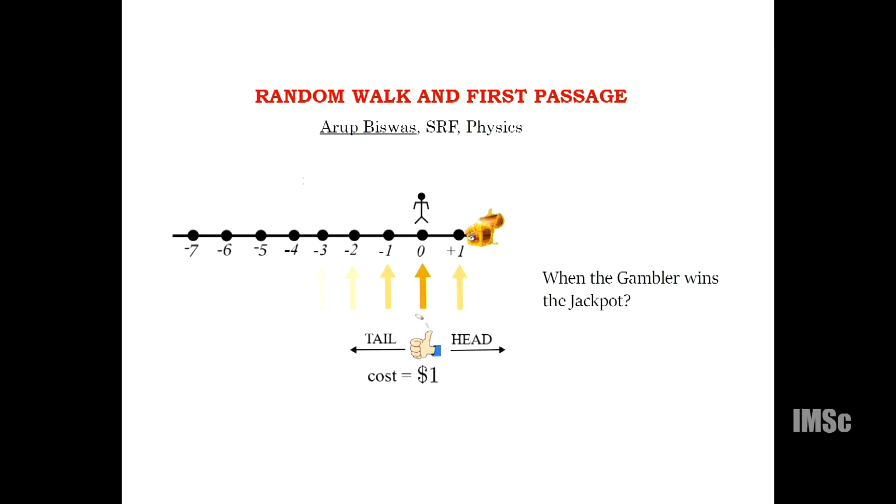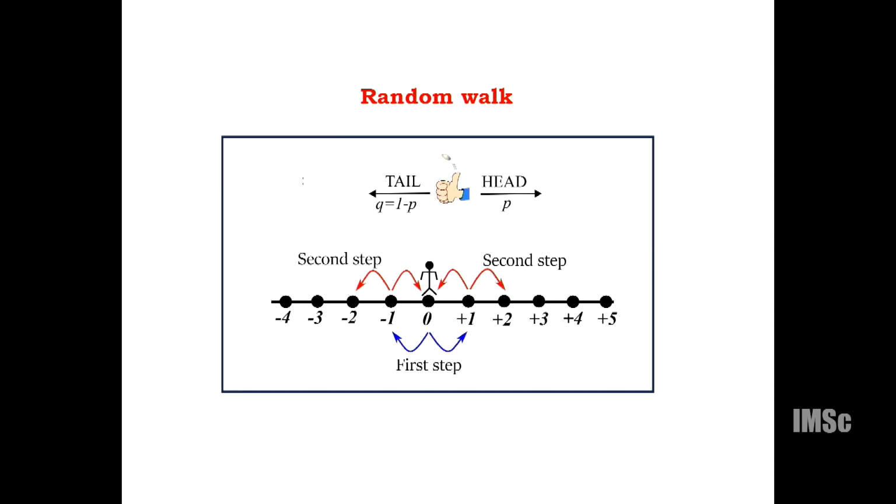So you can start thinking about what approximate time the gambler may need to reach +1 starting from 0 by playing this game. I shall come back to the answer at the end, but before that, let me introduce you to the classical random walk. Some of you may know that.